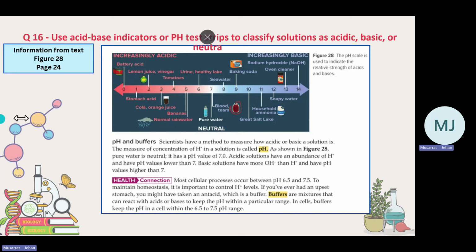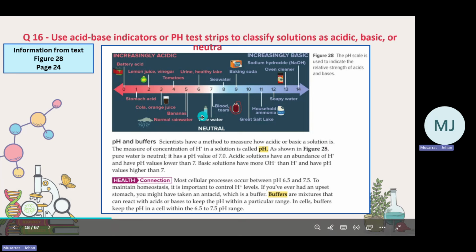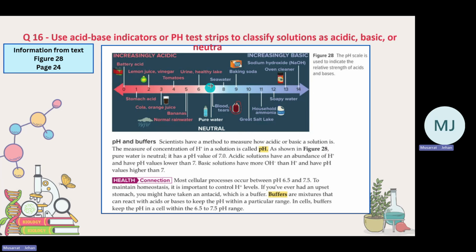So pure water is said to be neutral, neither acidic nor basic, and the pH is 7. So 7 is neutral. Now if you go down from 7 to 0, you are going towards the acidic. Acidic is increasing. And when you go from 7 upwards to 14, the basic nature is increasing. So pure water is neutral. It has a pH value of 7.